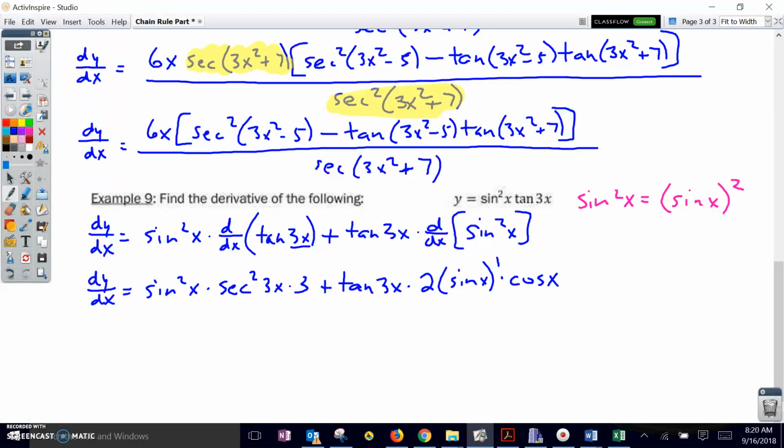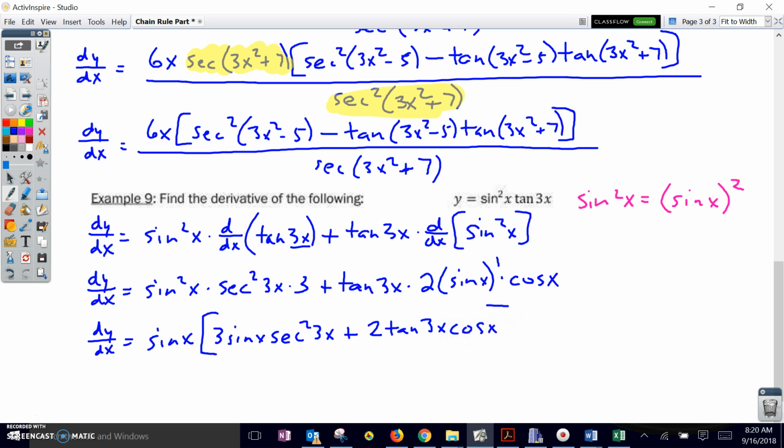And now I want to clean this up a little bit. Let's see, what can I factor out of both of these? Just a sine of x out of both terms. So I've got sine of x times the quantity 3 sine of x secant squared of 3x plus 2 tangent of 3x cosine of x. And there's the final value for our derivative.